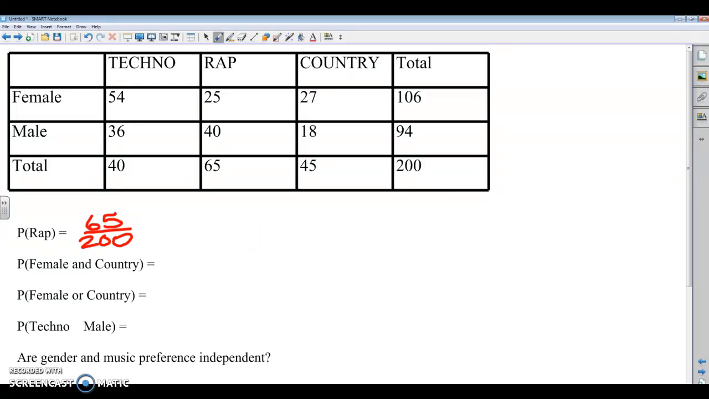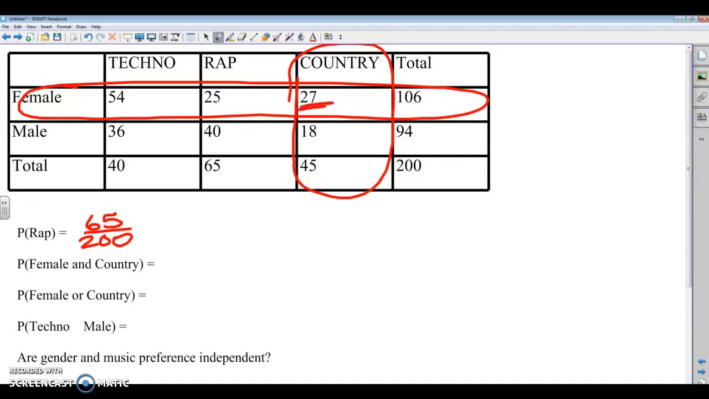Next probability, female and country. Female and country, where they overlap is going to be my answer. So they overlap at 27. So 27 out of 200 students are female and like country music.